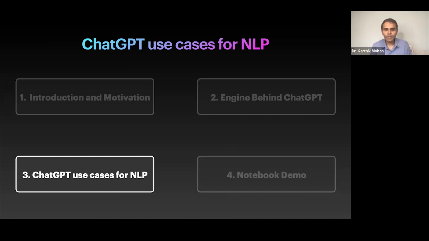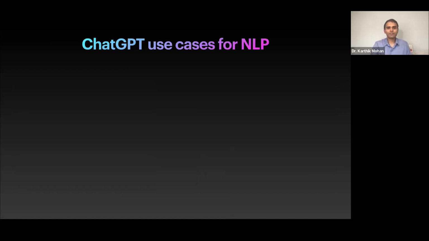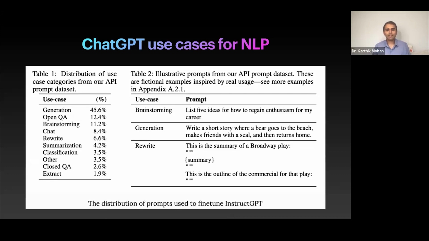We're going to talk about ChatGPT use cases for NLP and specifically for business applications, right? So let's take a look. This is a graph taken from a paper that talks about the use cases of Instruct GPT. It's one of the GPT models, instruction fine-tuned. So when you fine-tune it for instruction, it's an Instruct GPT. So the majority of the use cases are generation, open QA, brainstorming, chat, rewrite, summarization, classification, etc.